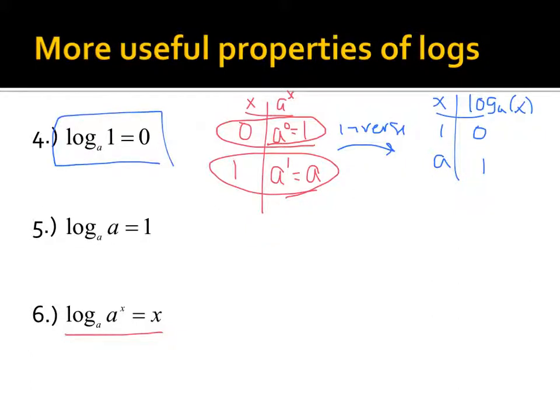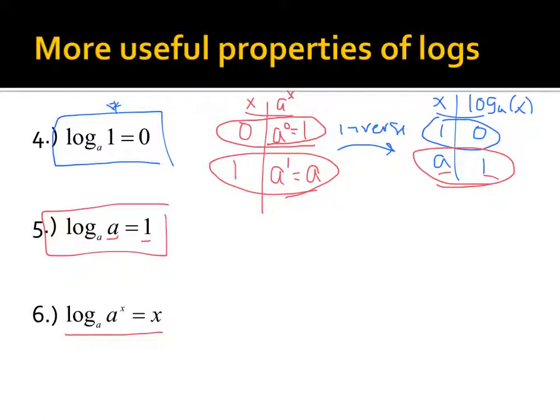So this first line says when the input is 1, the output is 0. That's exactly what property 4 is saying. And then this part of the table says that when the input is a, the output is 1. Well, that's what this is saying. When the input is a, the output is 1. And so that's where number 5 comes from. Well, I'd like to show you where letter 6 comes from.